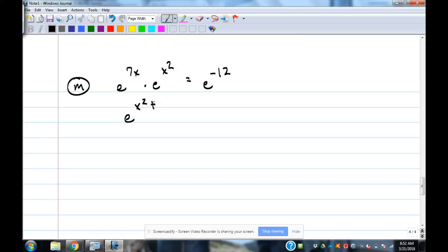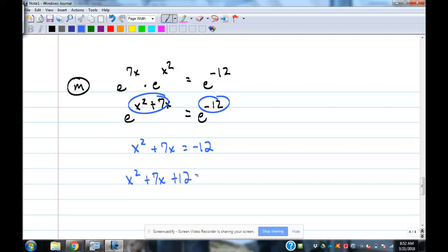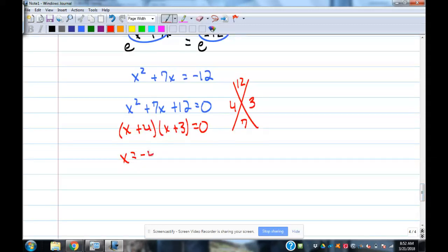And I'll go ahead and work this one here. E to the x squared plus 7x is e to the negative 12. This is our equation now. And then x squared plus 7x plus 12 equals 0. X method, 4 and 3. So x equals negative 4 and negative 3.